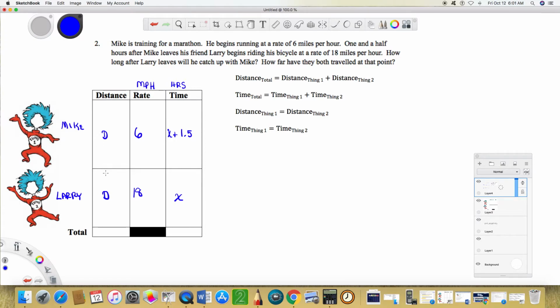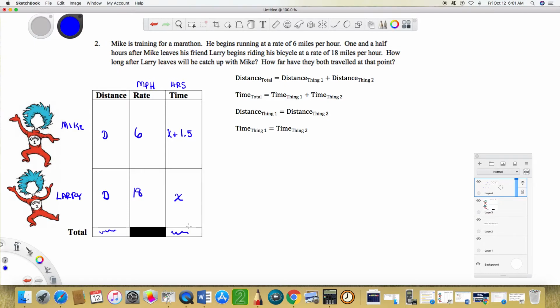Now there's no indication to me that it's wanting us to do anything with the totals, to look at the total distance or the total time. It doesn't say anything about totals. So if for some reason I can't figure something out, I guess we can add these expressions together, obviously 2d and 2x plus 1.5, but I don't see a justification for doing that. All right.